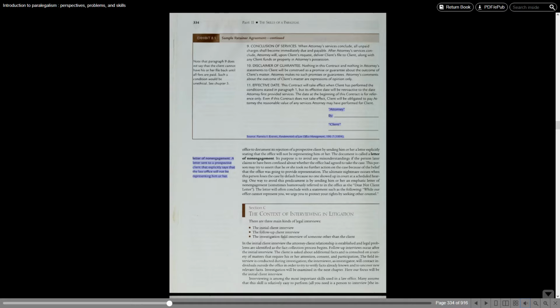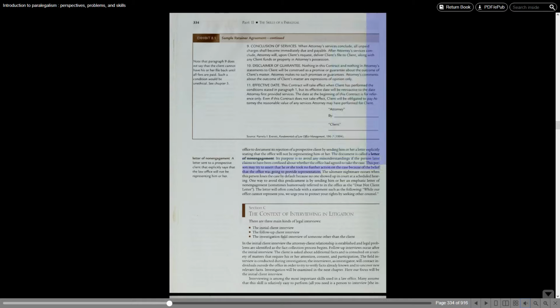Letter of non-engagement. A letter sent to a prospective client that explicitly says that the law office will not be representing him or her. Offices document their rejection of a prospective client by sending him or her a letter explicitly stating that the office will not be representing him or her. The document is called a letter of non-engagement. Its purpose is to avoid any misunderstandings if the person later claims to have been confused about whether the office had agreed to take the case.